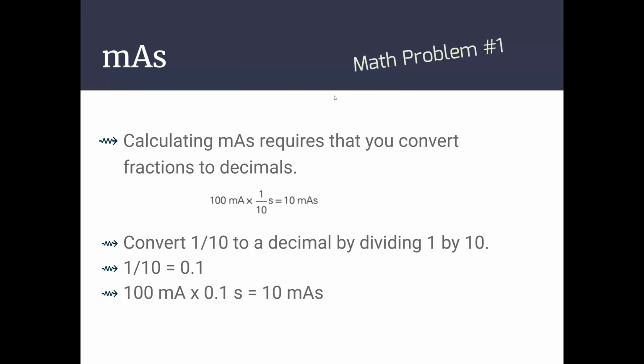So whenever you're calculating mAs, you'll always want to convert your fraction to a decimal in order to calculate mAs easier. Yeah, I mean, if you want to make it 100 over 1 times 1 over 10 and then cross multiply, you can go ahead if that works for you. But it's easier if you just convert it and go the other way.